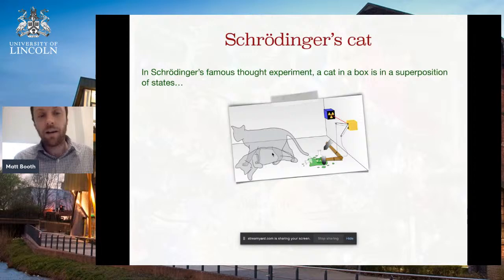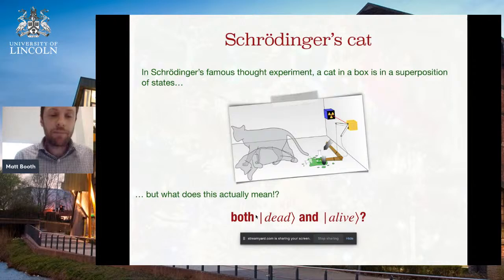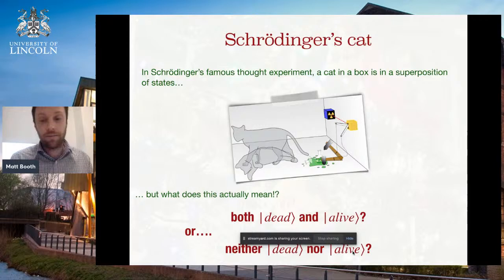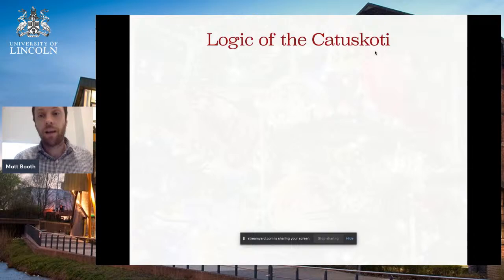So what does this actually mean? Superposition of a cat being alive and dead, does it mean both dead and alive? Before we open the box and look at the cat, is the cat dead and alive at the same time, or is the cat neither dead nor alive? So is it alive and dead, or neither dead nor alive? Just to finish off, I wanted to mention something called the logic of the Catuskoti. I think this is from the ancient Buddhist tradition, and it's to do with the possibilities of logic.